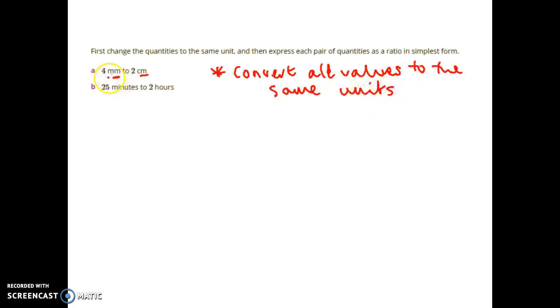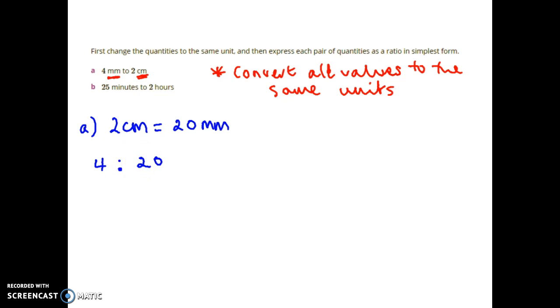So what I mean by that, in this one I've got millimetres, in this one I've got centimetres. You can't compare them because they're in different units. So for part A, my 2 centimetres, I'm going to write that as 20 millimetres because for every 1 centimetre I've got 10. So 2 centimetres has got 20 millimetres. Now I've got 4 millimetres, which I need to compare to 20 millimetres.